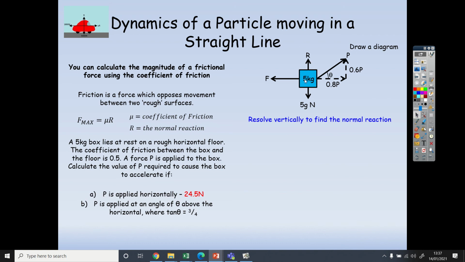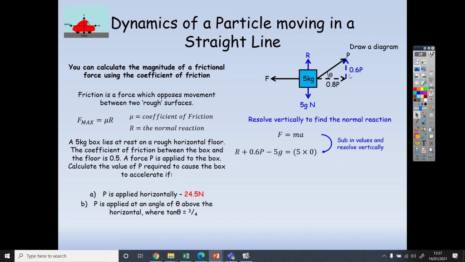Okay, right, now we're in a position to find the normal reaction force in terms of P. So we can do that. Resolve vertically. This time R isn't going to be the same as 5g because you've got this vertical component here that's subtracting some of the force off of R. So we're going to need to do it properly.